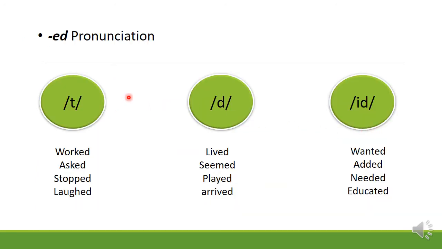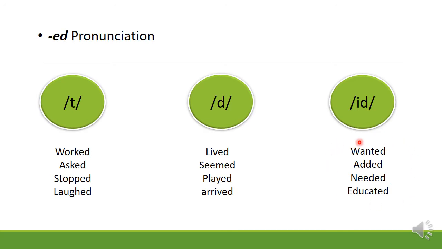You must have noticed that the pronunciation is not always the same. In this case, we pronounce these verbs with the final sound t. For example, worked, asked, stopped, laughed. In this case, the final sound is pronounced d. For example, lived, seemed, played, arrived.